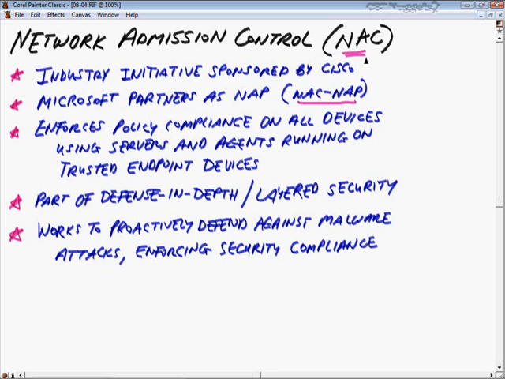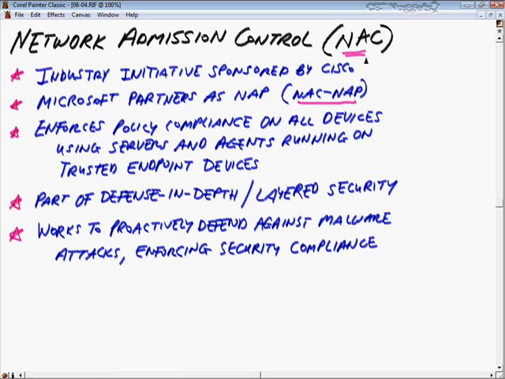So this can apply to PCs, to laptops, to servers, to PDAs, all different types of devices that try to get access to the network, including wireless devices. So we're going to restrict the access of a non-compliant device. And that really helps if somebody walks into our organization with a rogue laptop or a rogue handheld device.